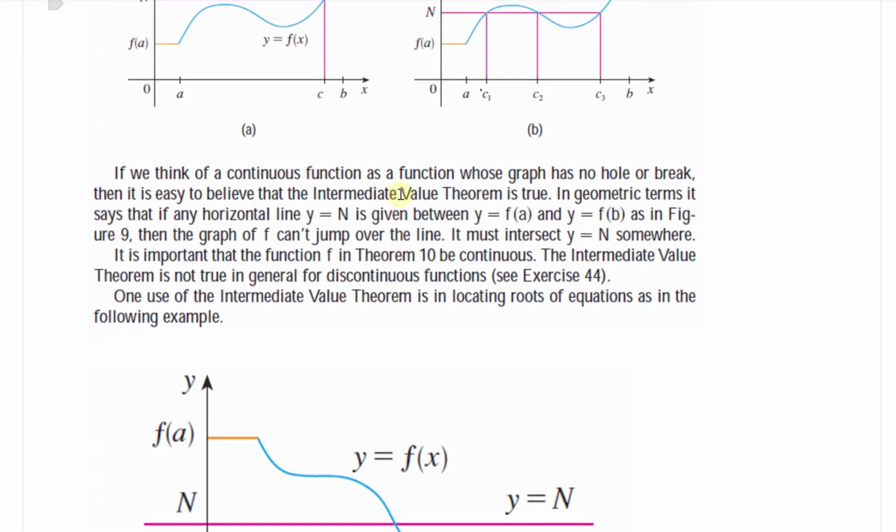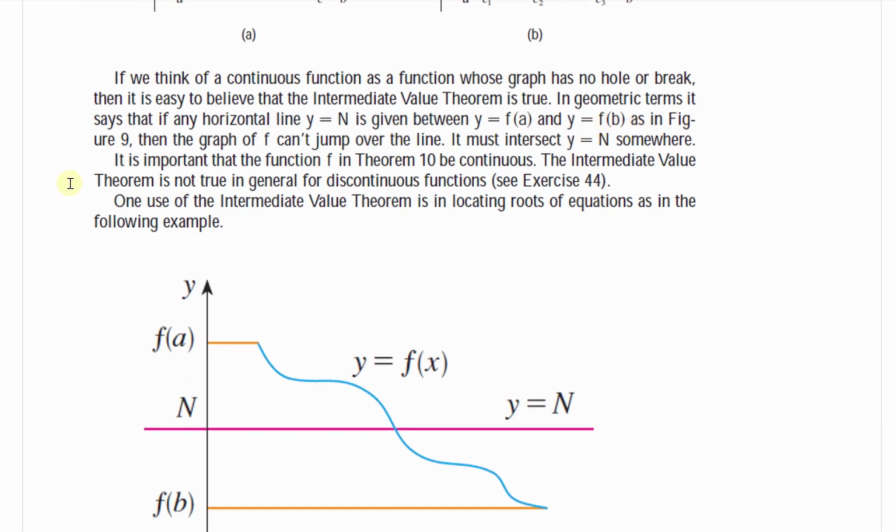And if we think of a continuous function as a function whose graph has no hole or break, then it is easy to believe that the intermediate value theorem is true. In geometric terms, it says that if any horizontal line y = N is given between y = f(a) and y = f(b), as in figure 9 here, then the graph of f can't jump over the line.